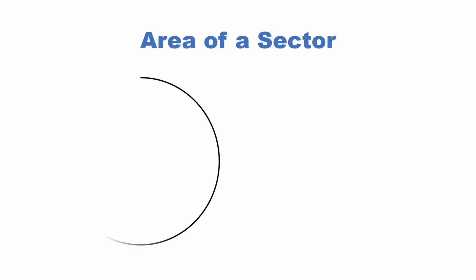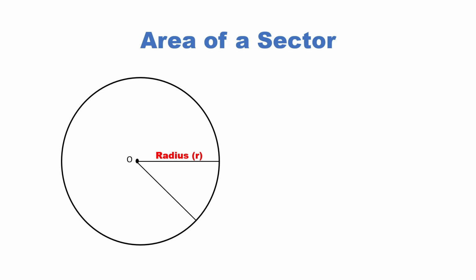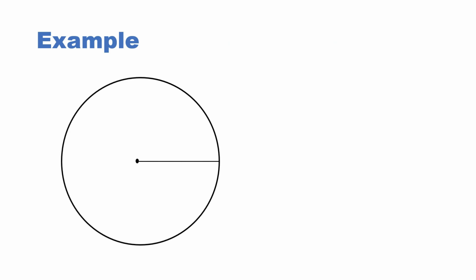Now, moving to the area of a sector. If we have a circle and 2 radii, which form a part of the circle, called a sector AOB, with an angle theta, we can calculate this area by using theta over 360 times pi r squared. For example, if we have our circle with radius 5 centimeters, then we draw another radius to form a sector AOB with an angle of 45 degrees.